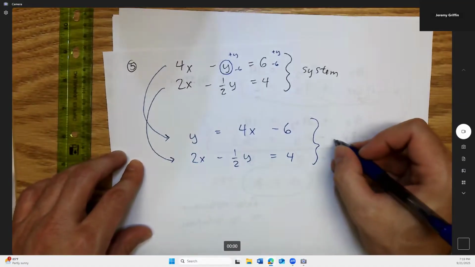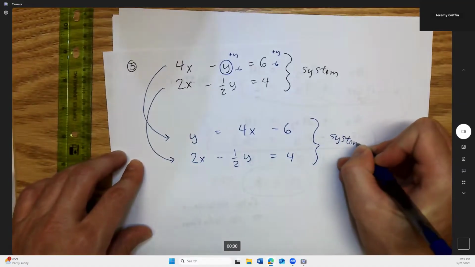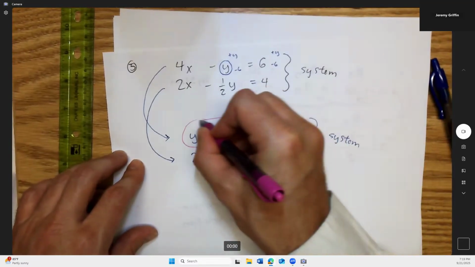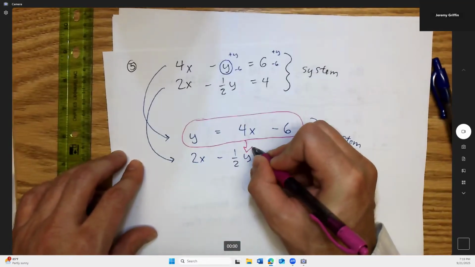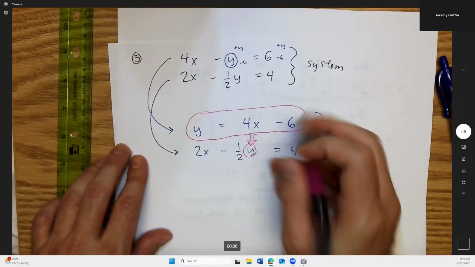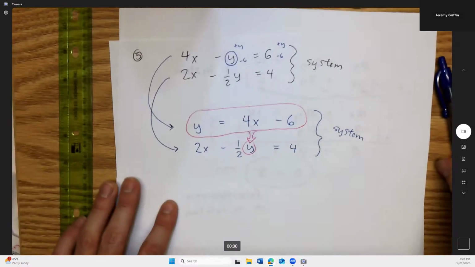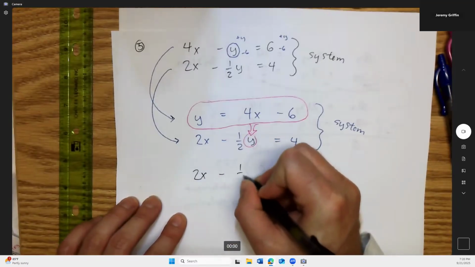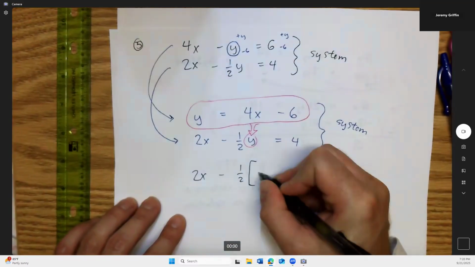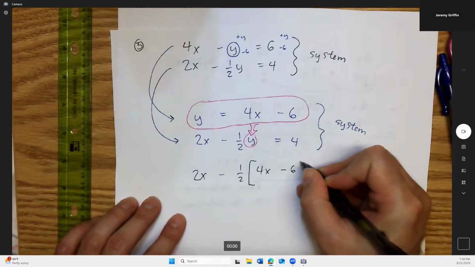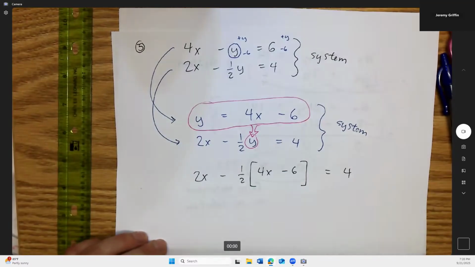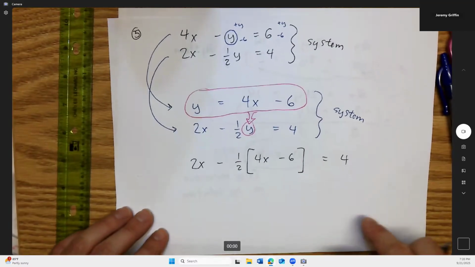Same system. But now this top expression, I have y equals this in terms of x. I can substitute this y right here. So instead of y, I'll put in 4x minus 6. It'd be the same thing. So now I have 2x minus half of, and then instead of y, I'm writing 4x minus 6. And this is all equal to this 4 right here. Boom, just like that.